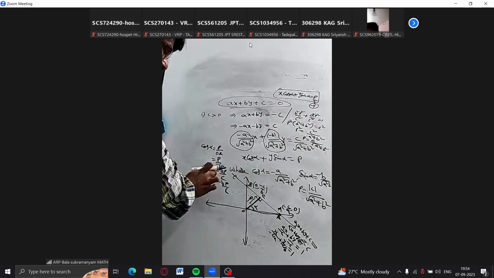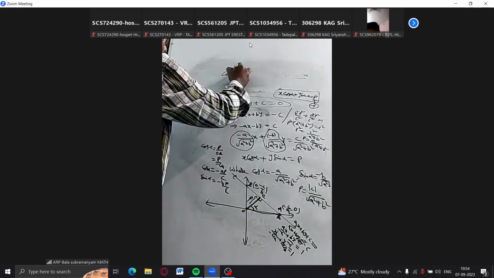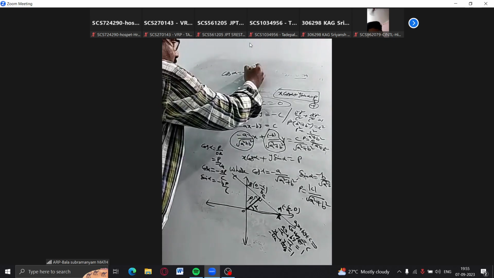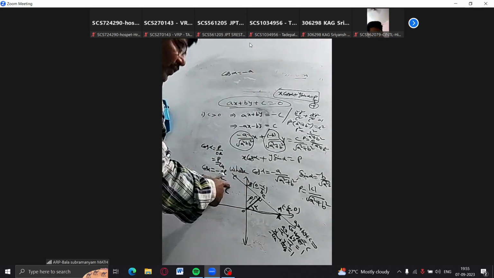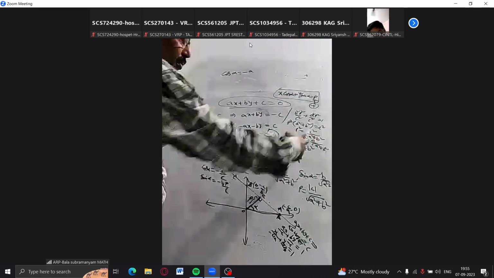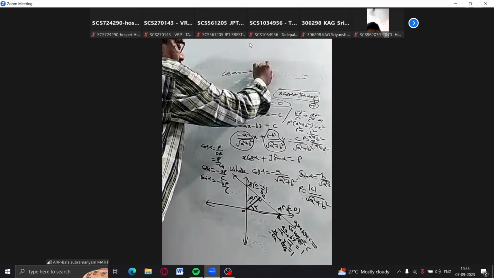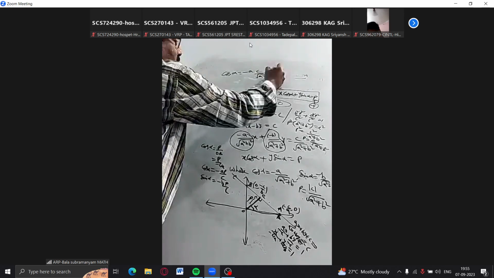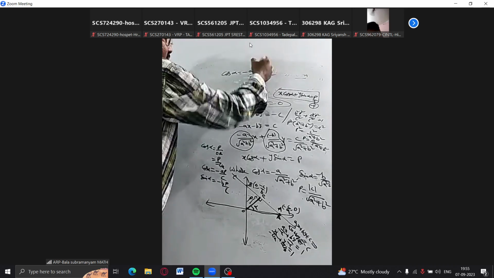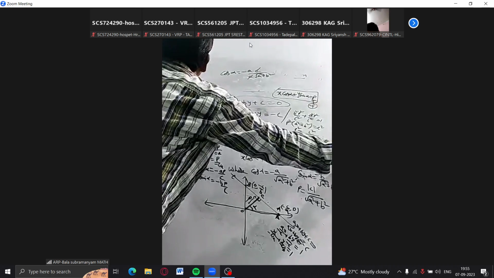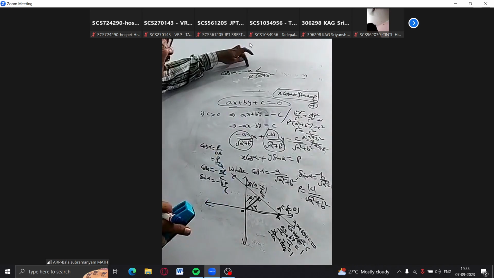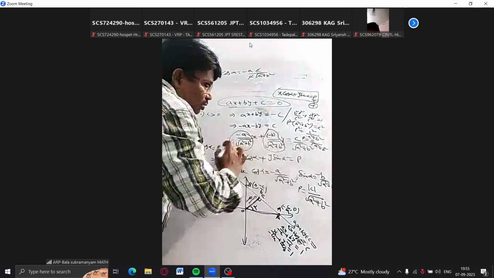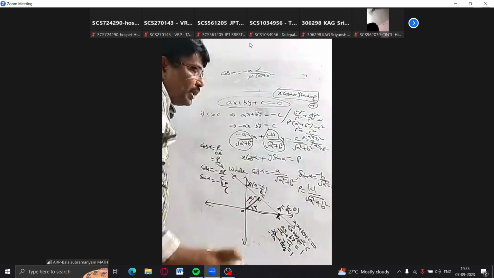Substitute the value of P in cos alpha. Cos alpha is equal to minus A times the P value, C by root of A square plus B square, divided by C. C gets cancelled. So cos alpha is equal to minus A by root of A square plus B square. So that's why we divide both sides by the root of A square plus B square.